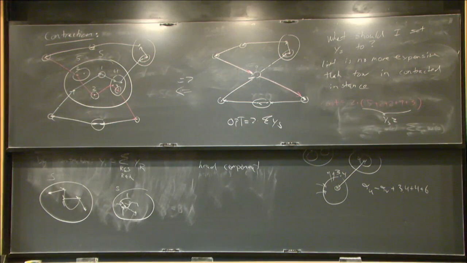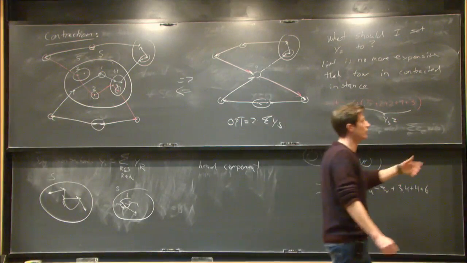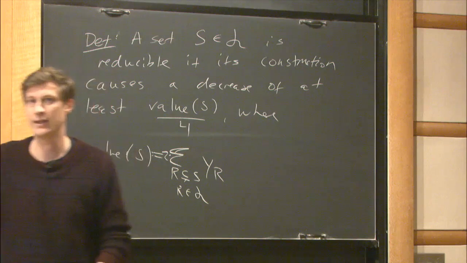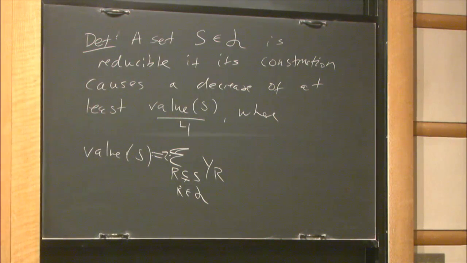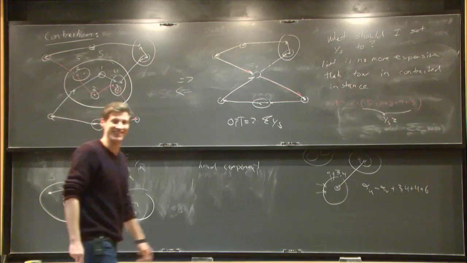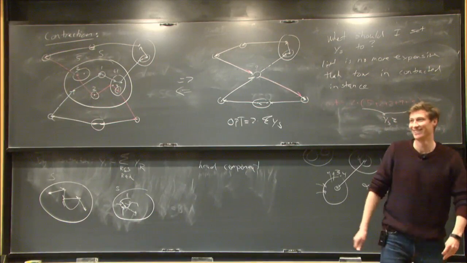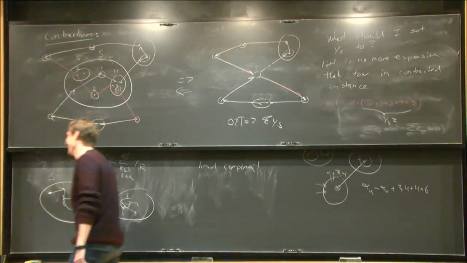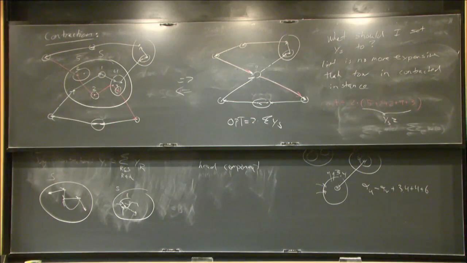Okay, so now I will show an irreducible instance is just an instance in which no set is reducible. A singleton cannot be reducible because the value of a singleton is 0. Let's say we want a decrease of more than that. All right, so now the theorem.